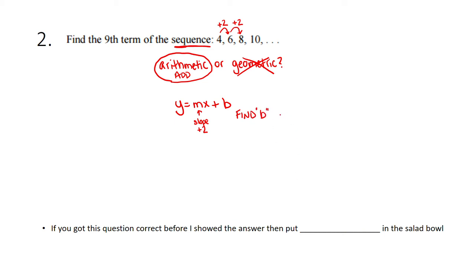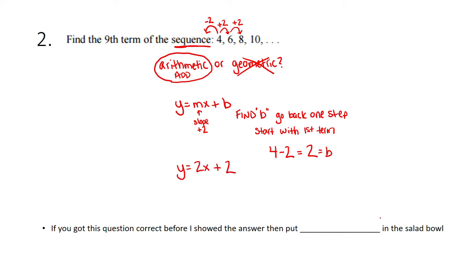And to find b, we have to go back 1 step. So we start with the first term, which is 4, and then to go back 1 step, we do the opposite of the slope. So we do minus 2, which is 2. That makes our b 2. So our equation is y equals 2x plus 2. Now to finish this question, we need to do the 9th term. So we do 2 times 9 plus 2. Our answer is 20.